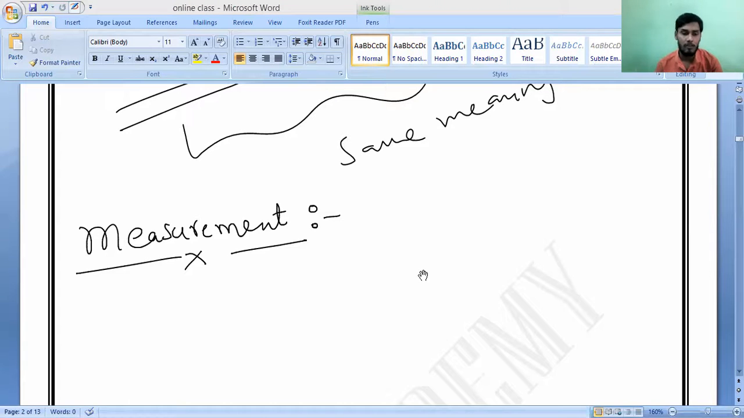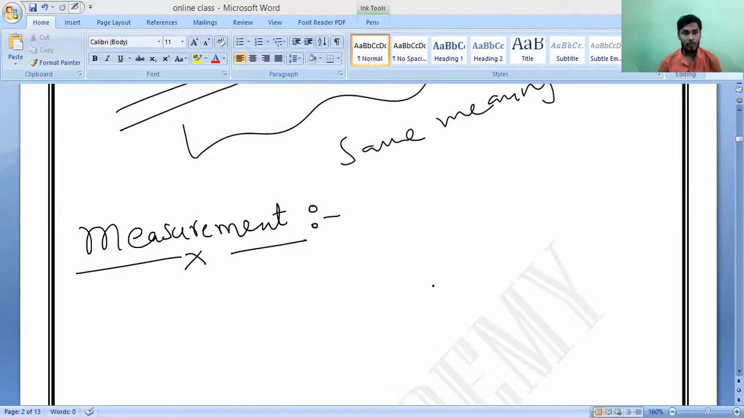What is the meaning of measurement? Just remember, it is a process of comparing an object with a standard unit of measurement. That is only called measurement. Understand? So measurement is the process of comparing an object.